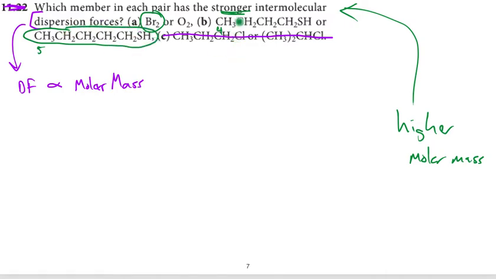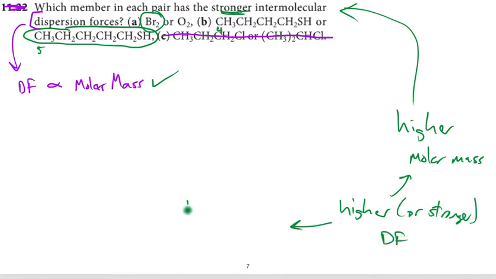And that's it. This key concept is really important when you're trying to drill down and find out something about dispersion forces. Now, something else I can say about these two molecules. Yes, they have the higher molar mass. Yes, they have higher or stronger dispersion forces. And then they also have a higher melting point and higher boiling point. All these things just go hand in hand together.